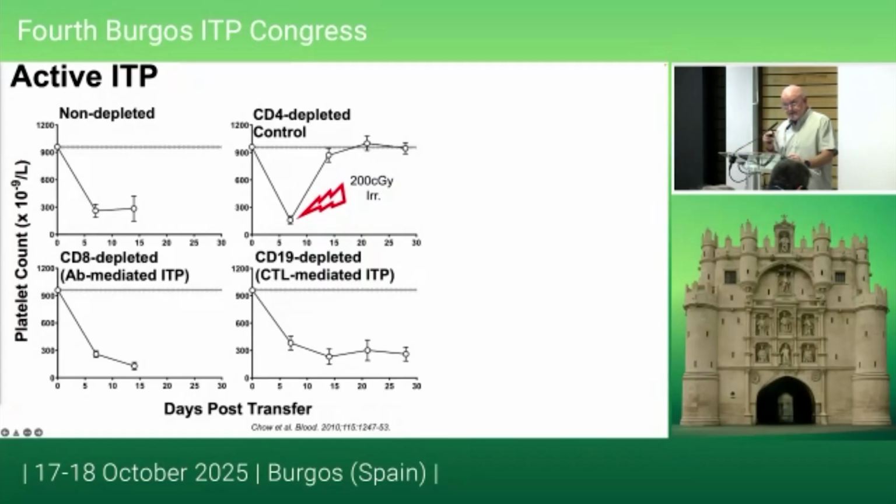So the thrombocytopenia is CD4 dependent. That's the first thing that we noticed. If we remove CD8 positive T cells from the spleen cells before we give them, this is what we call antibody-mediated ITP, and they get a very similar thrombocytopenic pattern to the non-depleted cells. They bleed profusely, and they're thrombocytopenic till about day 14.